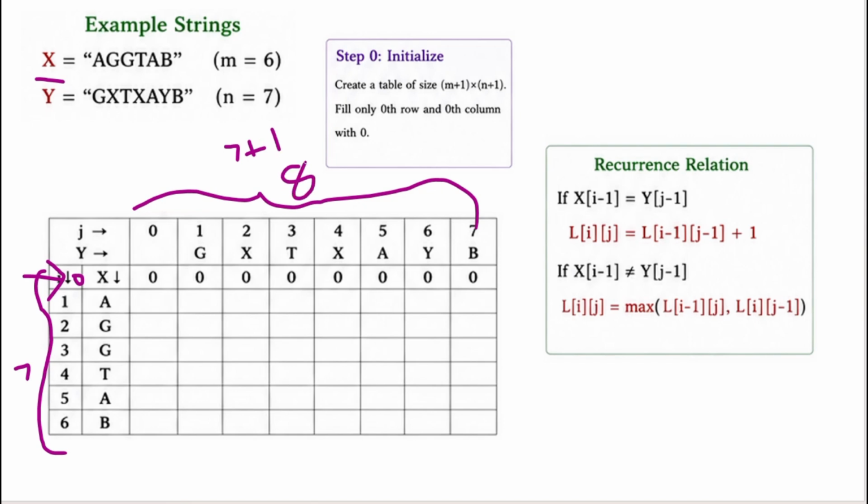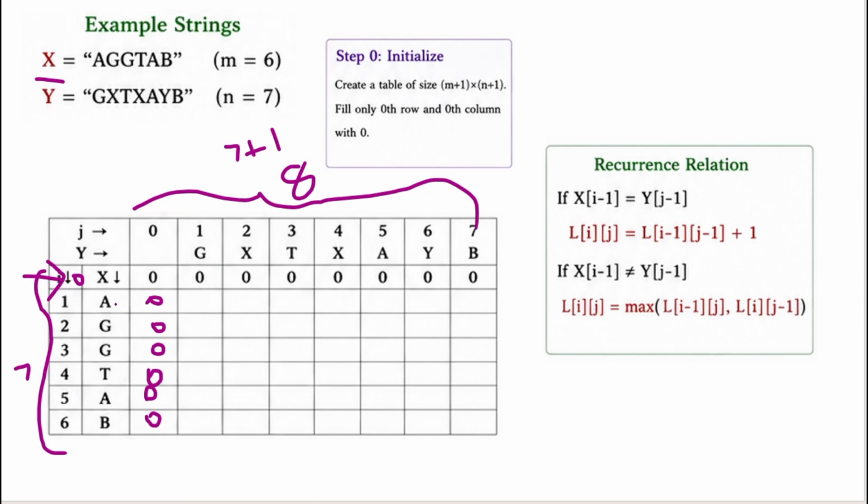Clear? Okay. So initially no characters are there. Simply put 0 for the corresponding column and row. So this is the base value, which is used to calculate the upcoming values one by one. Okay, clear.